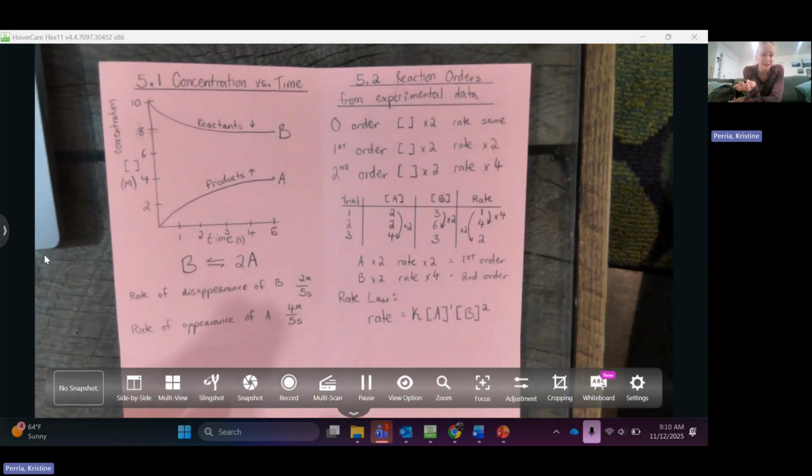There's many ways to figure out the order of a reaction. One of the ways is to look at experimental data, okay? And that's what we're going to be doing right now. There's other ways to figure it out that we'll learn about in other sections, okay? But that's a big focus of this unit, just figuring out the order of reactions, okay?